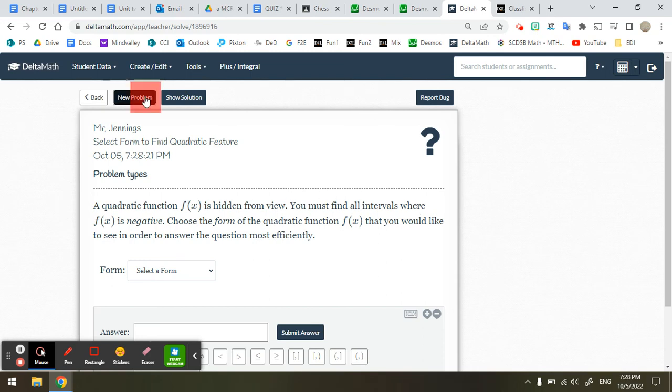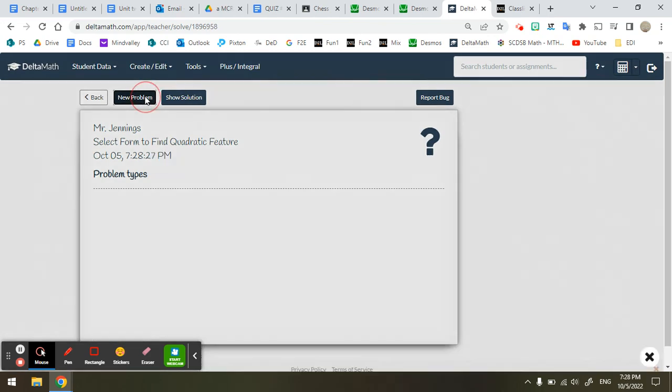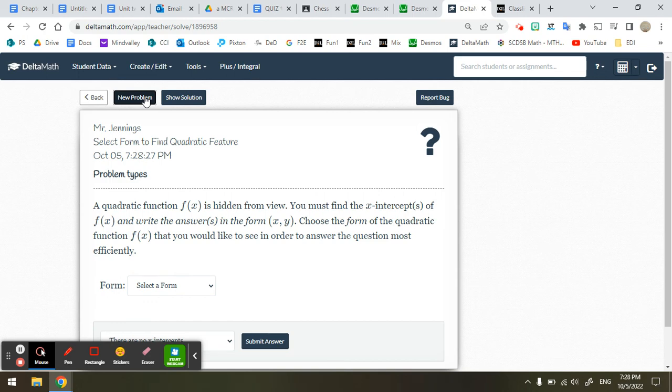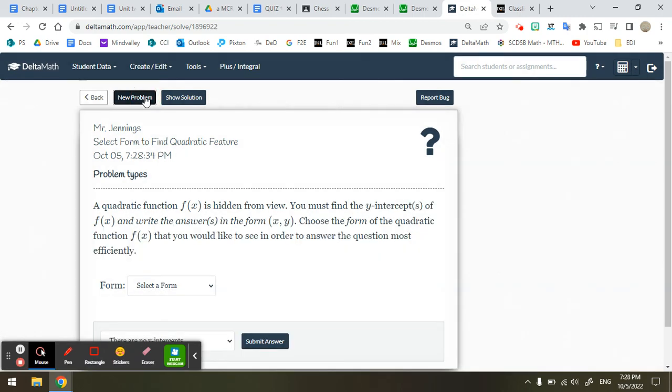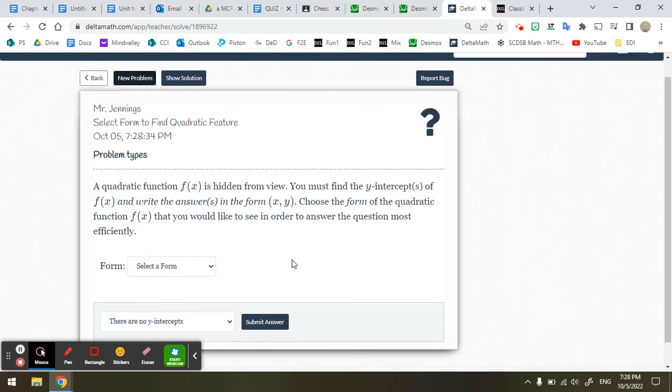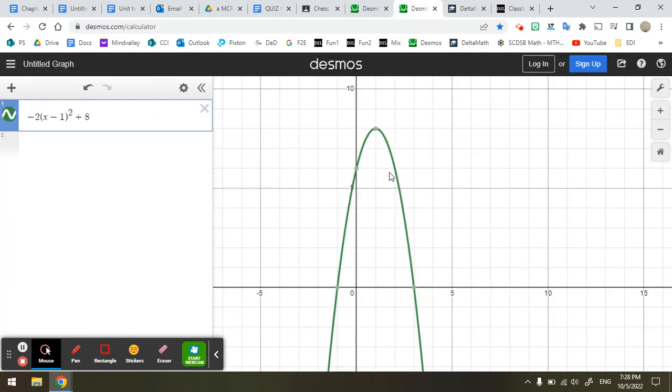Let's do another. We've done the intervals where it's negative already. There's one more: find the y-intercept of this one. Again, let's look at our visualization. All quadratics have one and only one y-intercept because they're functions, so we would never have two, but they all have one.